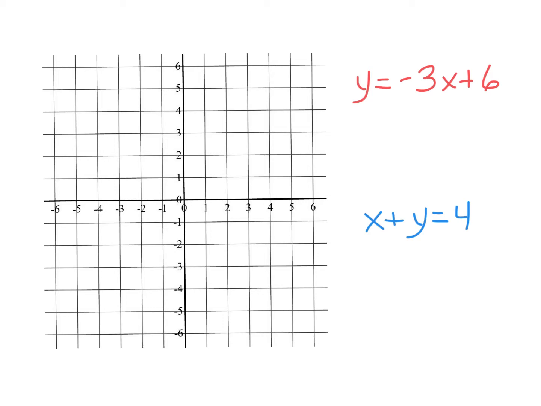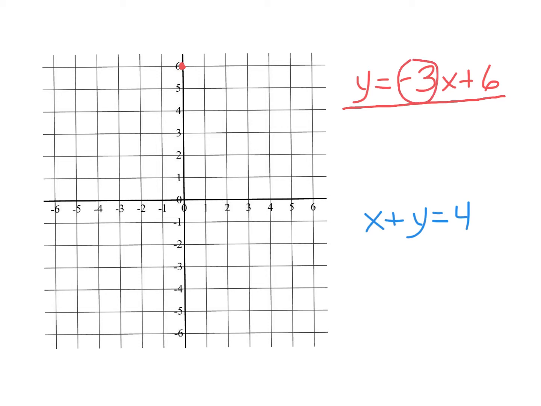Okay, hopefully you've had time to go through and do both of these, find the intersection point. I'm going to do this fairly quickly. The very first equation, y is equal to negative 3x plus 6, is written in slope-intercept form, so I'm going to put a dot on 6, and the slope is a negative 3.